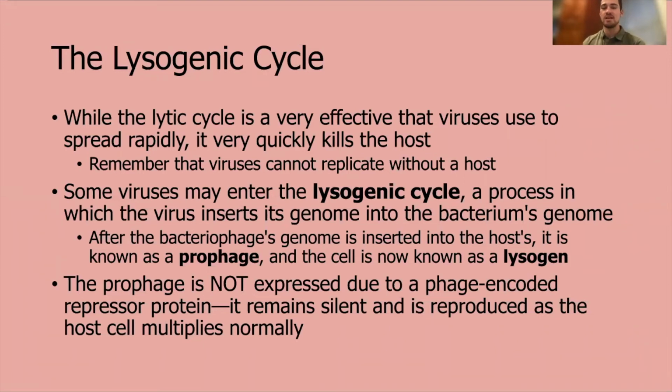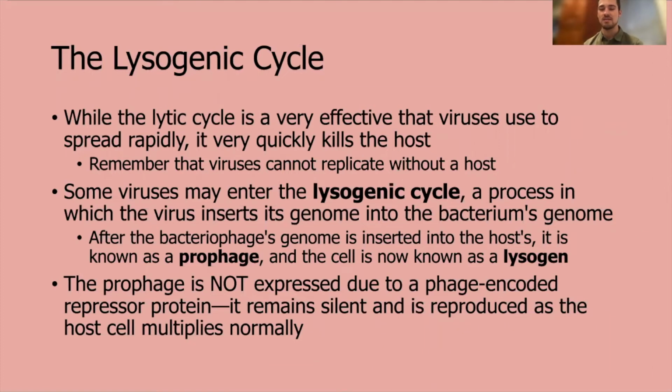So some viruses enter what we call the lysogenic cycle. This is a process in which the virus inserts its genome into the bacterium's genome. So it's a little bit more strategic, and a little bit more insidious. After the bacteriophage's genome is inserted into the host's genome, it's known as a prophage, and the cell is now known as a lysogen. The prophage is not expressed due to a phage-encoded repressor protein. It remains silent and is reproduced as the host cell multiplies normally.